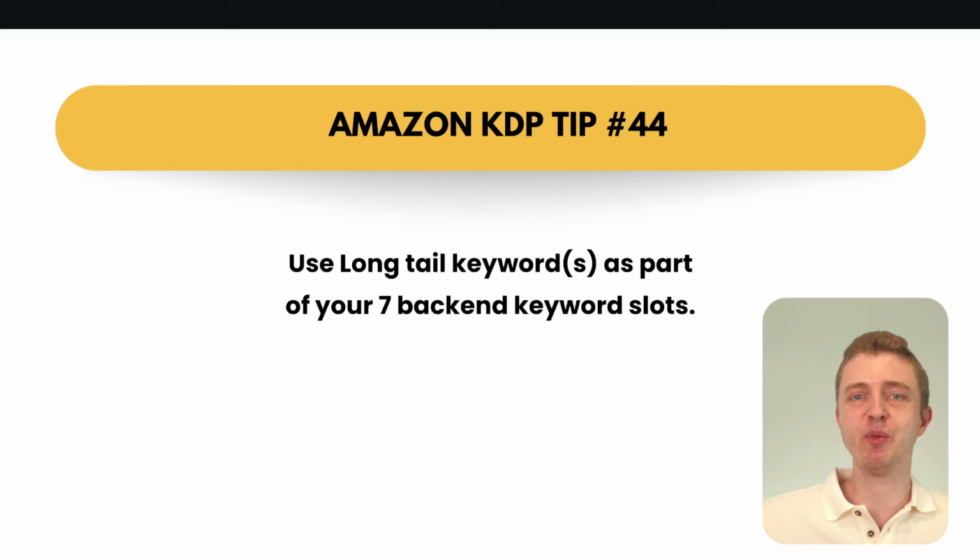Amazon KDP tip number 44 is to use long-tail keywords as part of your 7 backend keywords. I've seen it many times where people just use single words as part of their 7 backend keywords, or just many singular keywords altogether in the 7 backend slots, but I highly recommend using long-tail keywords as part of your keyword strategy. And if you can, put them in all of your 7 slots, and then if you need or want to, you can add short keywords after that.